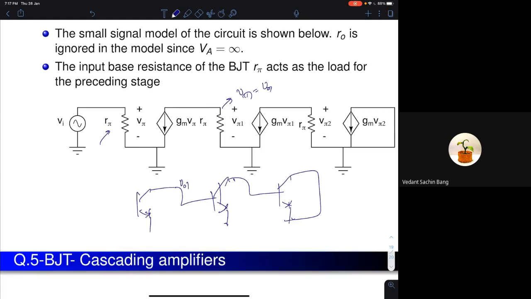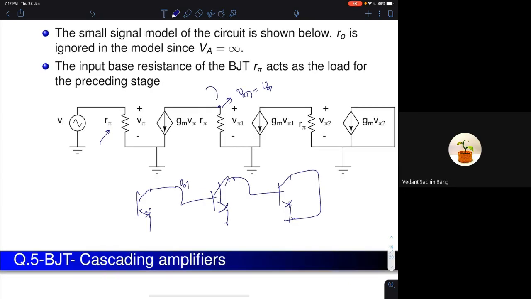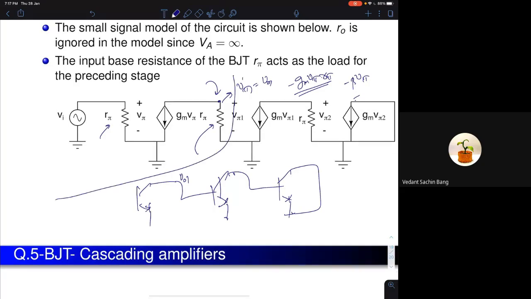So then what do you do? Apply KCL at this node. The first stage gain will be minus GM V pi into R pi of the second stage. So that will be minus beta times V pi. V pi is VI, so the first stage gain is minus beta. Till this point, the voltage gain is minus beta. Similarly, perform the second stage also. This node voltage will be minus beta for the second stage. So the overall two-stage gain is minus beta into minus beta, which is beta square.